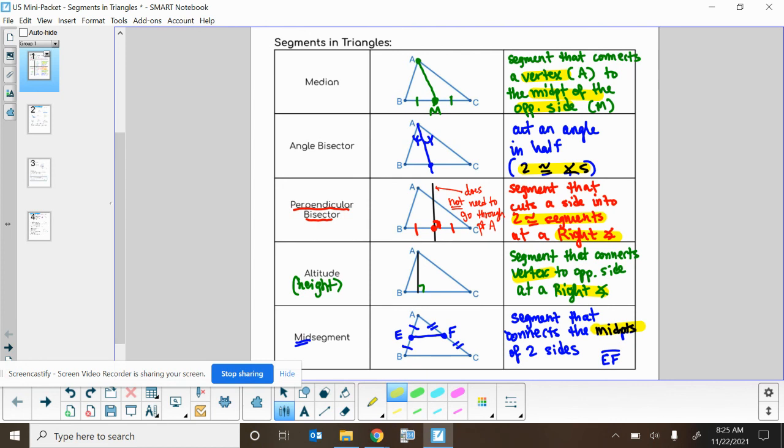And when you turn the page, you'll see the practice, and that is in the Go Formative.